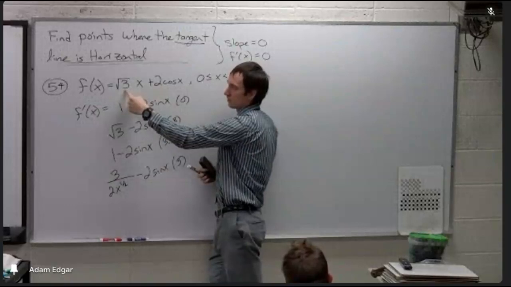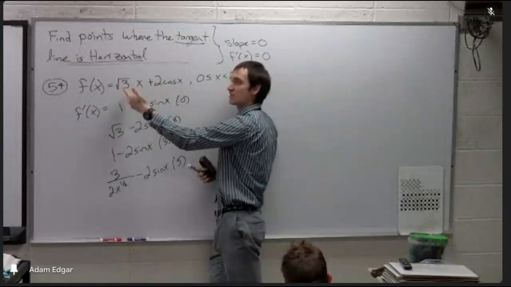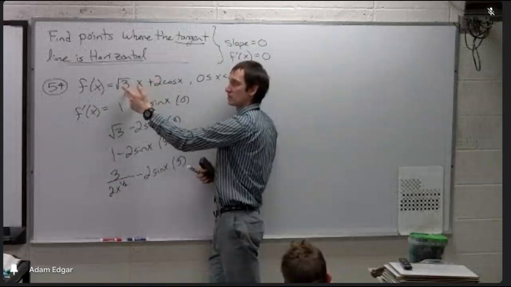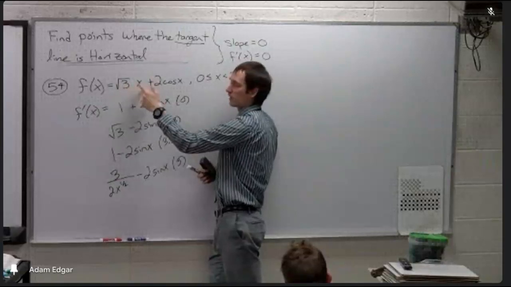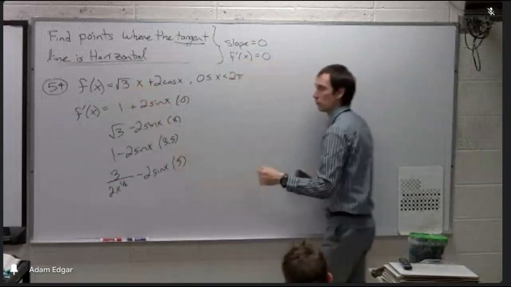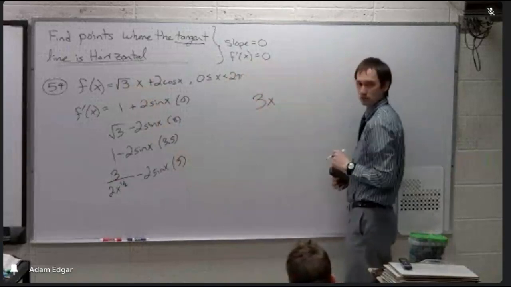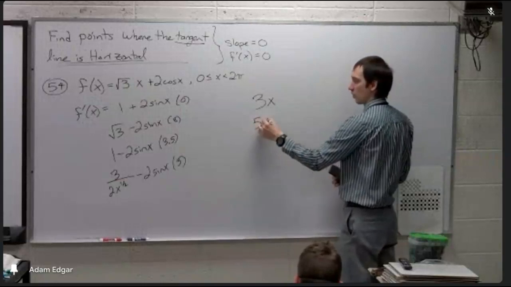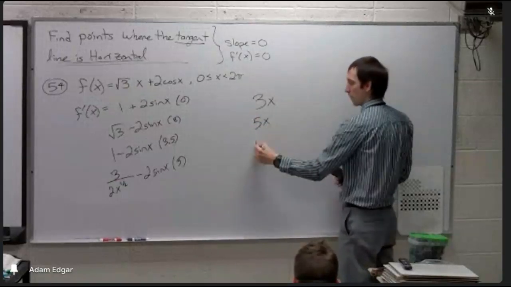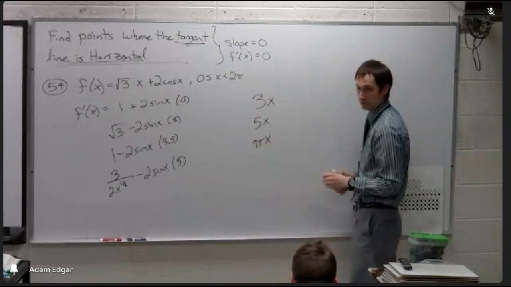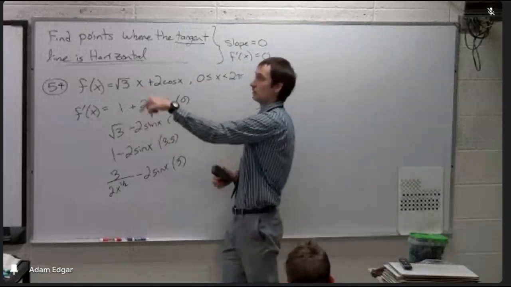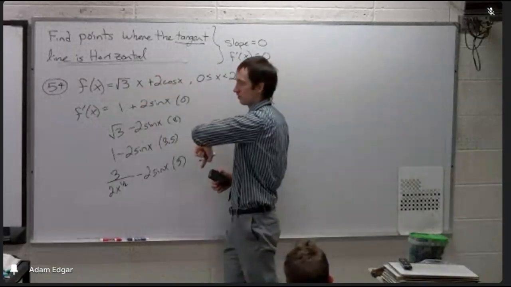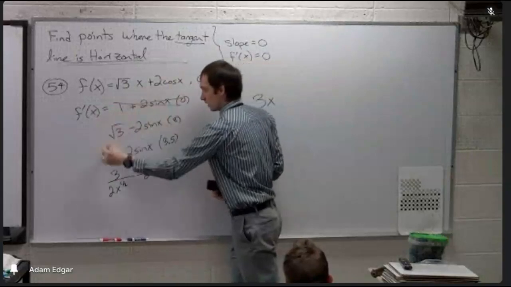Is it a constant term, or is it multiplying the x? It's multiplying the x. So this is like a coefficient. If we had 3x, what would be the derivative? 3. And if we had 5x, what would be the derivative? And if we had pi x, what would be the derivative? So if we have root 3 times x, what's the derivative? Root 3. So nope, and nope.